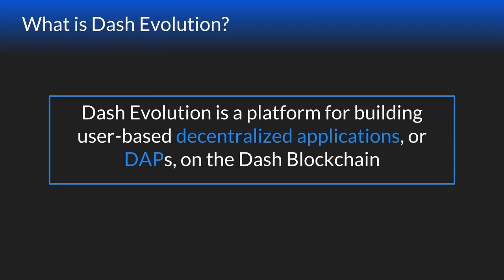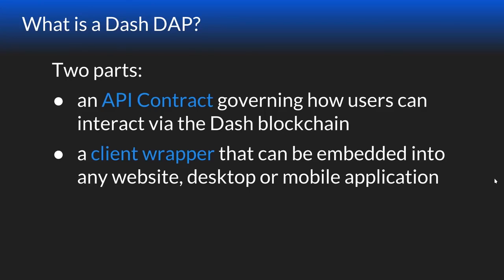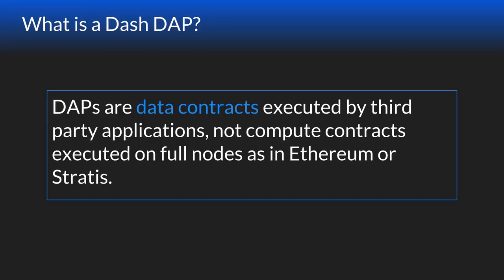So what is Evolution? Dash Evolution is a platform for building user-based decentralized applications, which we're calling dApps, on the Dash blockchain. What is a dApp? A dApp is two pieces working together. It is an API contract that governs how users can interact with the Dash blockchain, and it's a client wrapper that can be embedded in any website, desktop, or mobile app. dApps are data contracts. They're executed by third-party applications. They are not compute contracts on full nodes like Ethereum and Stratis. So this is a kind of a key distinction.